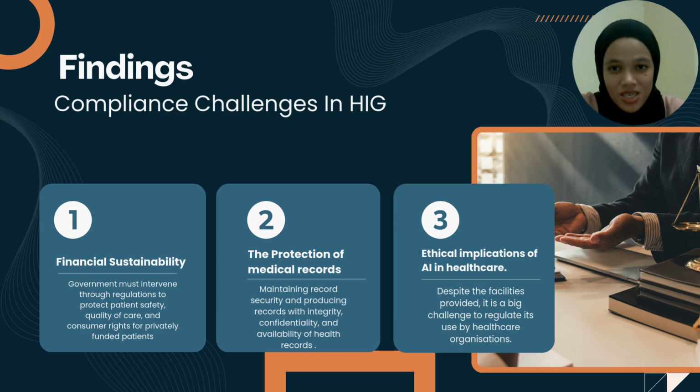The protection of medical records is the second obstacle to compliance with HIG. This allows maintaining record security and producing records with integrity, confidentiality, and availability of health records. It poses an issue in ensuring that every business complies with the established compliance and standards.